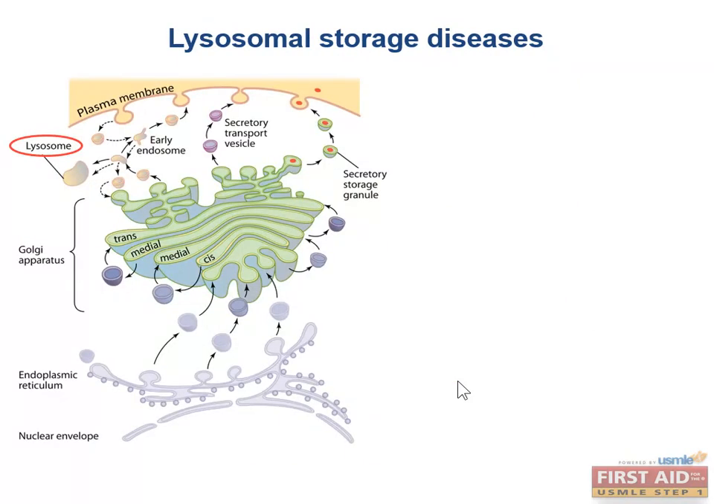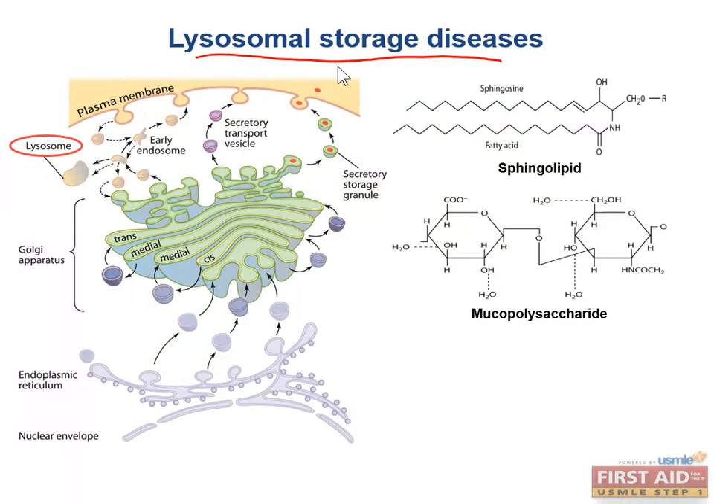Lysosomes are organelles whose main function is to break down unwanted molecules using a variety of different enzymes. The deficiency of one of these enzymes can cause a lysosomal storage disease. Now, this is going to result in the accumulation of a sphingolipid or a mucopolysaccharide in specific cell types. Here's an example of a sphingolipid and mucopolysaccharide molecule.